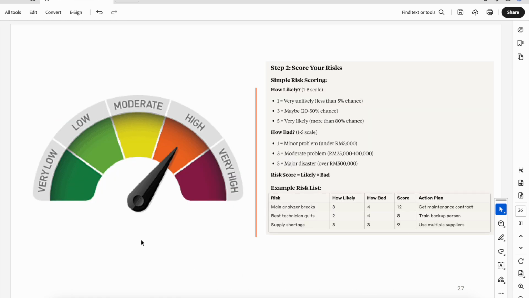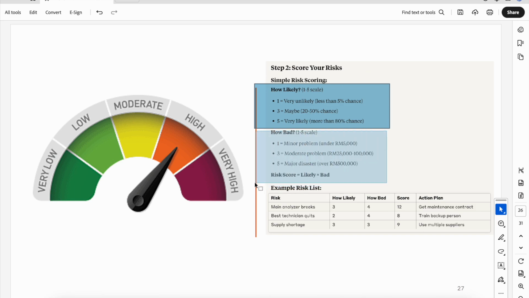Step 2. Score your risk. Use a simple risk scoring system based on two factors: how likely and how bad. How likely, 1 to 5 scale. 1 means very unlikely, less than 5% chance. 3, maybe 20 to 50% chance. 5, very likely, more than 80% chance.